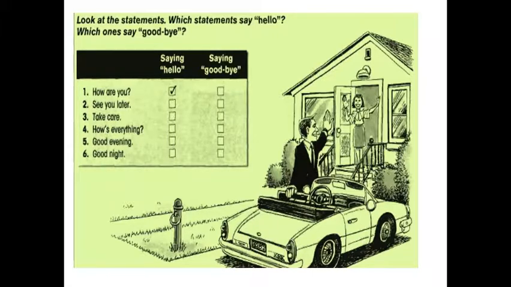And see you later. See you later means you're probably going to leave each other, or it's an alternative to goodbye. So instead of saying goodbye, you say, see you later. Or one more is, take care. So, okay, take care, bye, take care. How's everything? How's everything is also a substitute for hello. Good evening is also hello, and good night is for goodbye.